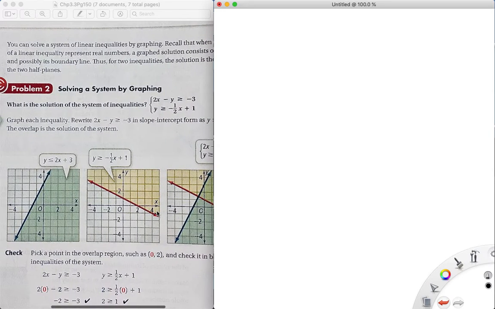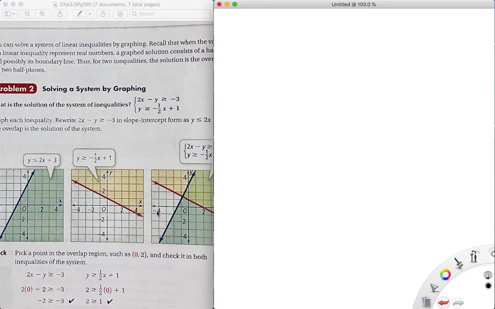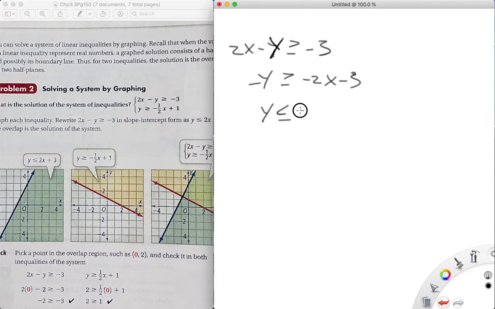Solving a system of inequalities by graphing. So here we have two inequalities, and we can graph them. The first thing you can do is put them into slope-intercept form. So here we have 2x minus y is greater than or equal to negative 3. So you subtract 2x from both sides. You have negative y is greater than or equal to negative 2x minus 3. Multiply by negative 1, and you have y is less than or equal to 2x plus 3.